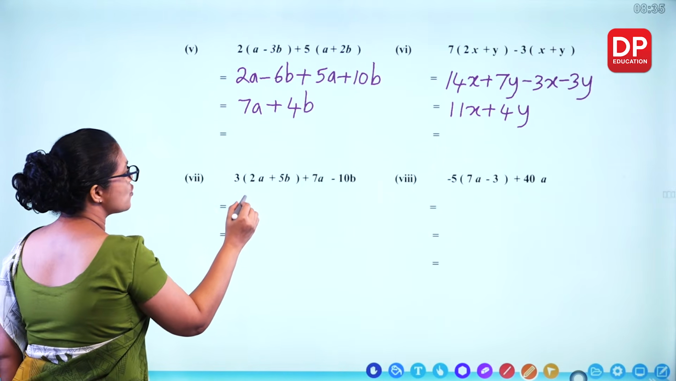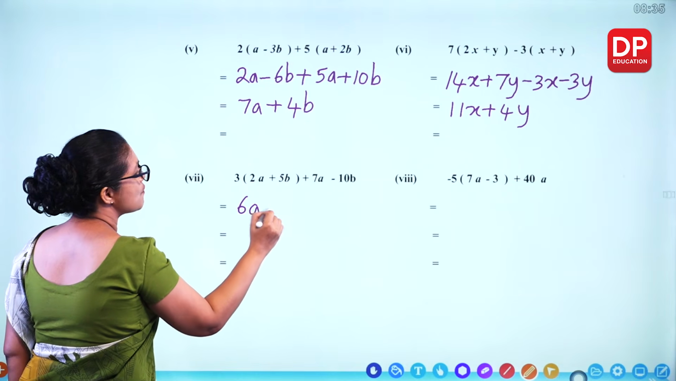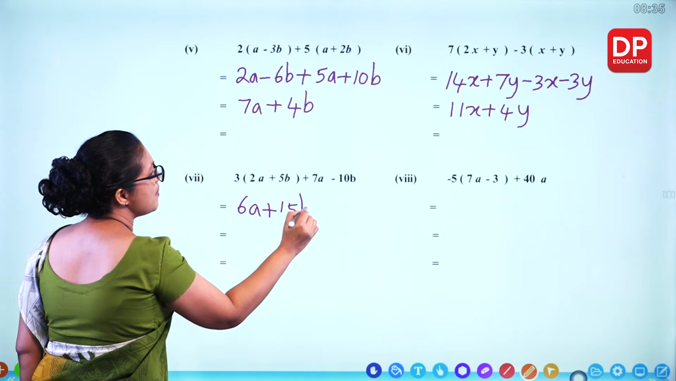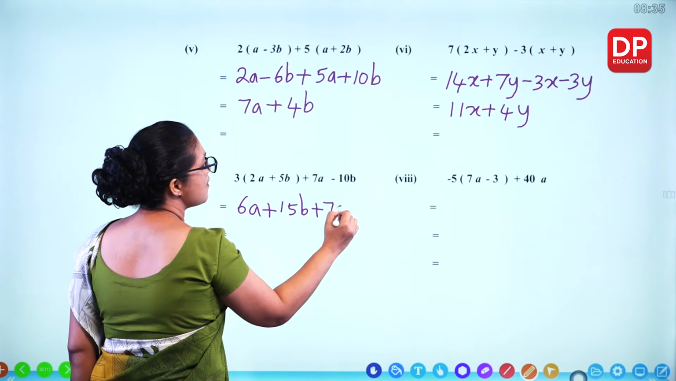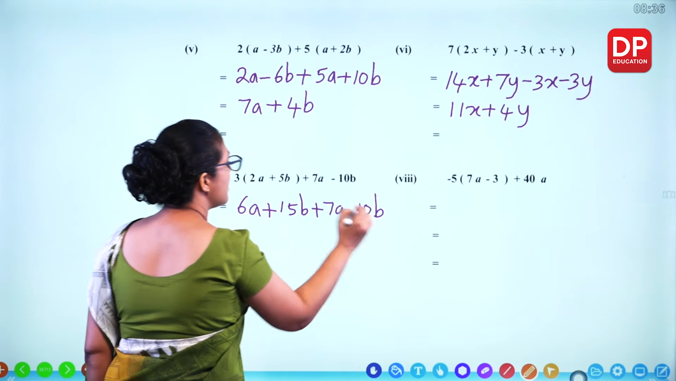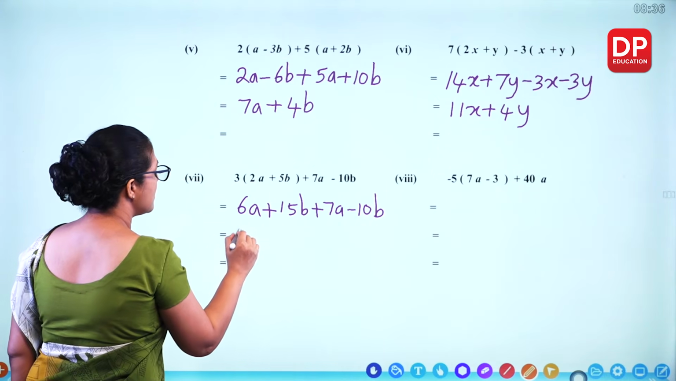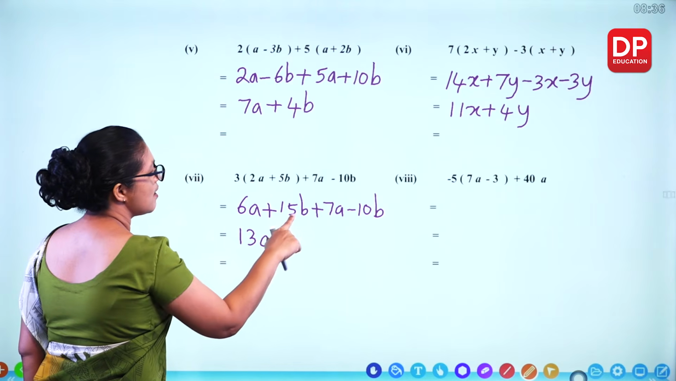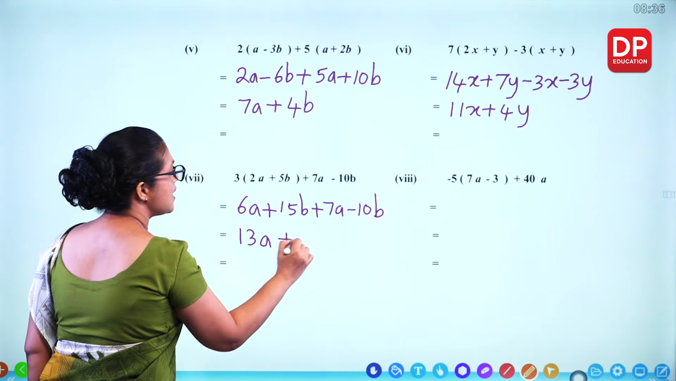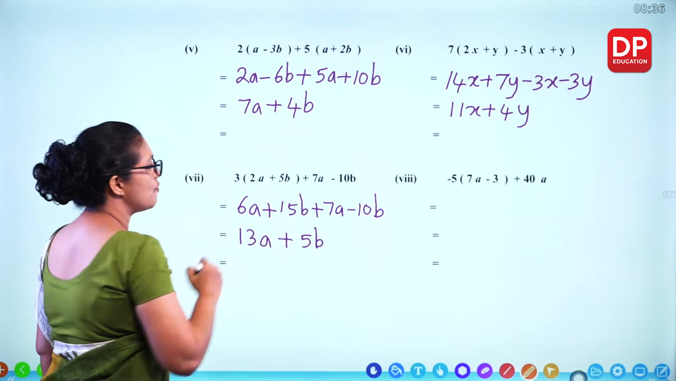This one, 3 times 2, 6a. 3 times 5, 15b. Plus 7a and 10b. What are the like terms? A terms. 6 plus 7, 13a. 15 minus 10, plus 5. So 5b.